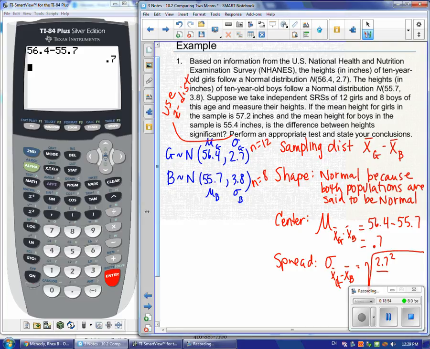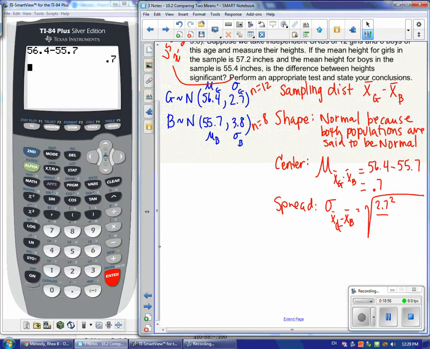Notice that I have really, really small samples. If I didn't know that the populations were normal, I would not be able to proceed unless I was able to plot that data if I had the data available. So when I'm computing the standard deviation, I'm going to take the variance of the girls, which is going to be 2.7 squared divided by 12, plus the variance of the boys, which is going to be 3.8 squared over 8.